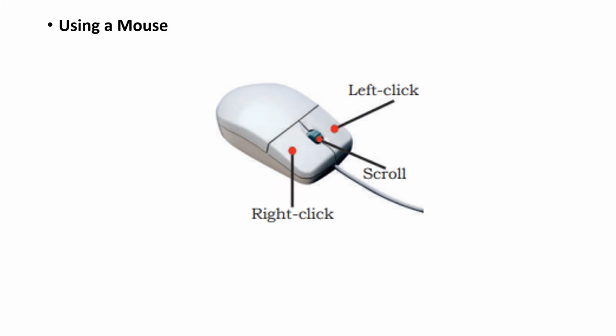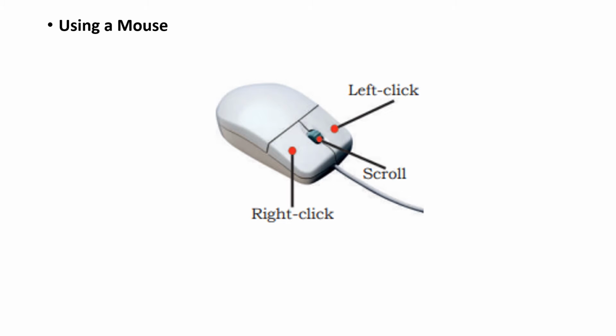Next is point and click. As you move the mouse on your desk, a pointer moves correspondingly on your screen. The mouse allows you to select an item on the screen. When you click a particular file, it will get selected.